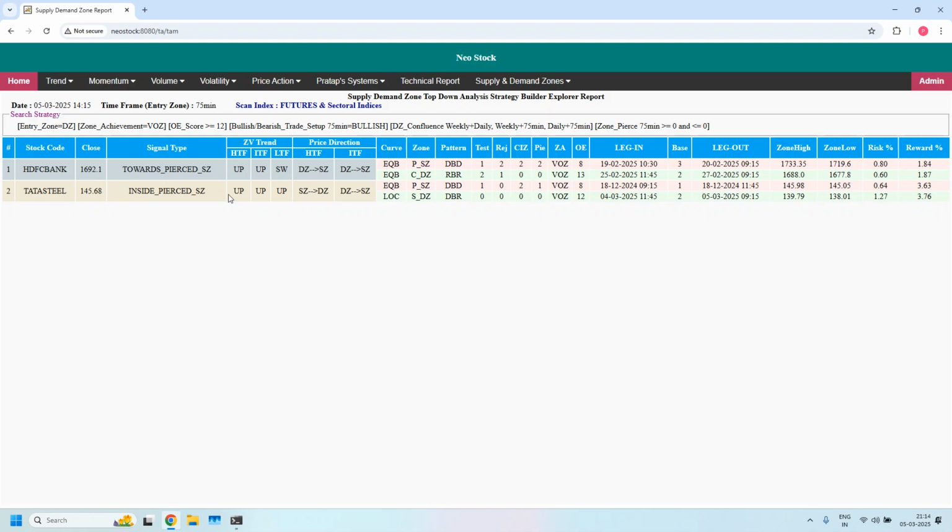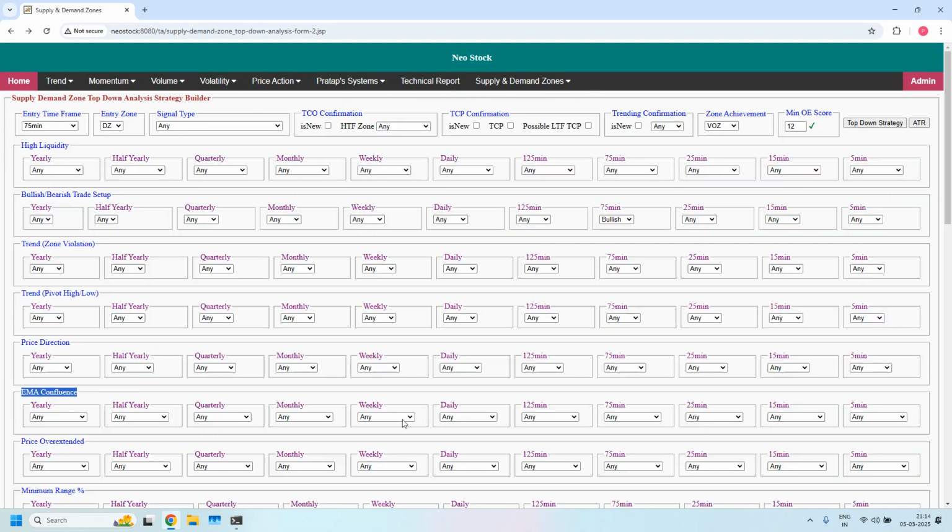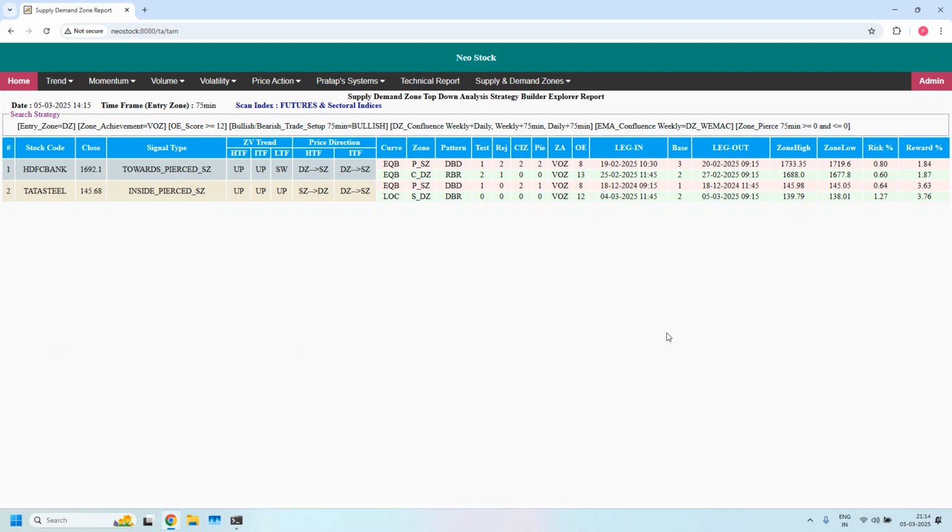They are already having daily EMA confluence, both these stocks. Let us check whether weekly is also available. The EMA weekly, I am setting weekly demand zone having weekly EMA confluence. Both the stocks are having even weekly EMA confluence. Excellent. Both are good stocks. Okay, this is about bullish trade setup, weekly income trade.